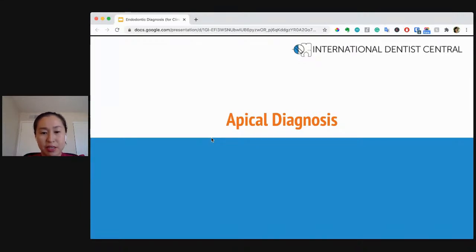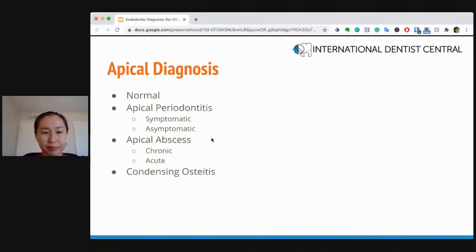Apical diagnosis. So what is going on around the apex? It can be normal. There can be apical periodontitis. There can be an abscess, and there can be condensing osteitis. An apical periodontitis may be symptomatic or asymptomatic. If there's an abscess, it might be chronic or acute. So let's look at each of these further.